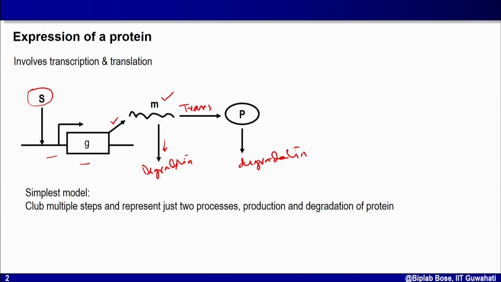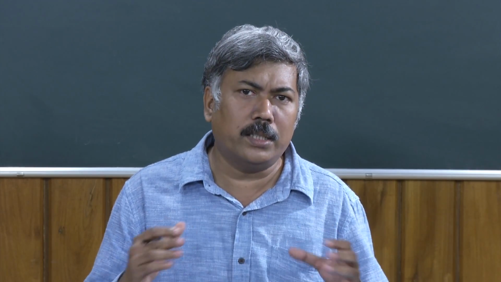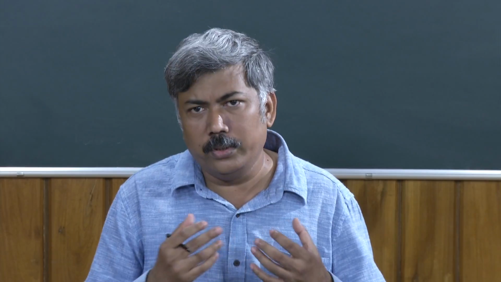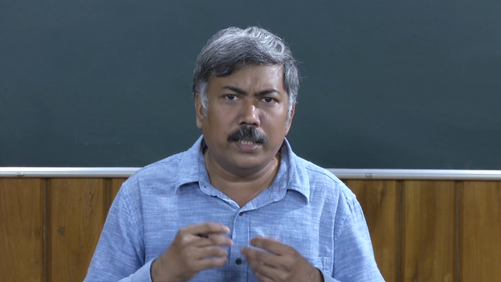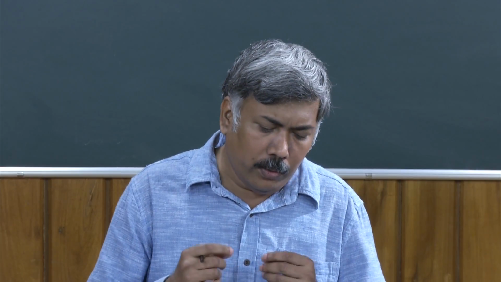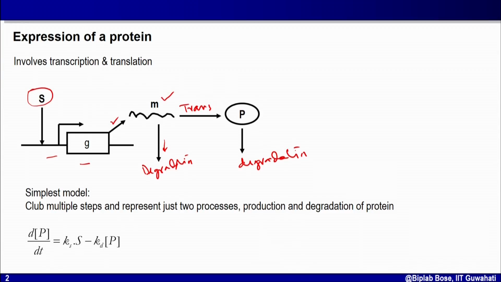Now, in some cases I don't need to separate out transcription and translation as separate entities. If I am interested only in the dynamics of the protein, and not bothered about how the whole process is broken down into different parts, I can write a simple ODE for the rate of change of protein concentration, and we have seen earlier that it will be equal to Ks into S, that is the rate constant of synthesis of the protein, into S, that is the signal which is inducing the production of the protein, minus Kd into P, this is the first order degradation of protein. You have seen it in an earlier module.